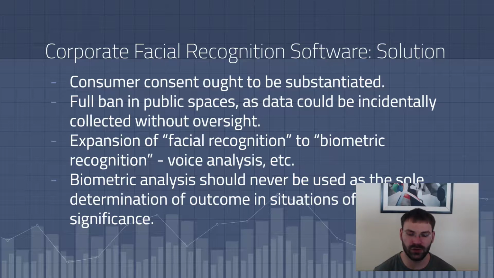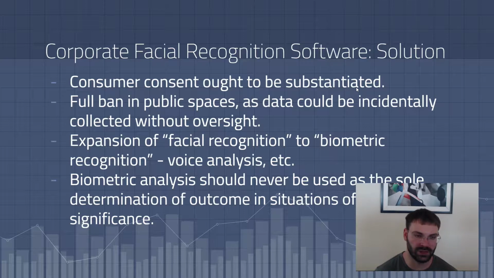Another solution I'd like to see is an expansion of the definition of facial recognition software to all biometric recognition, which would include voice analysis, palm analysis, fingerprints. There's all kinds of different biometric data, and these algorithms and surveillance technologies are growing at a rapid rate, not only in accuracy, but in the fundamental ways that they work and the kinds of biometric identifiers that they use. This bill needs to be future-proof to address those technologies.